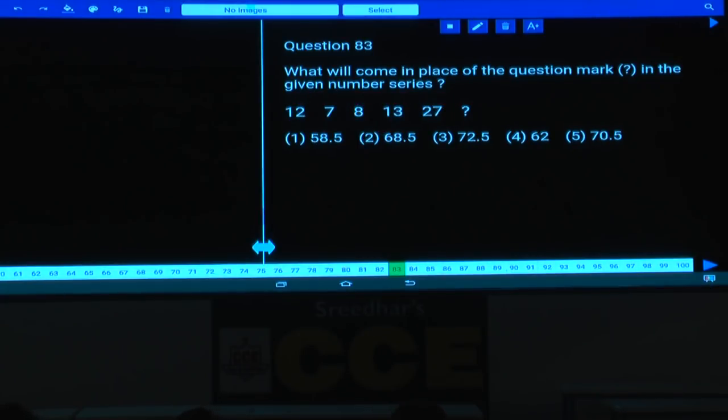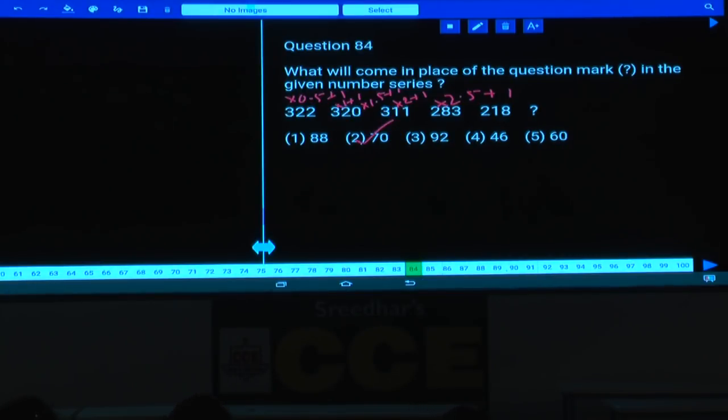Then question number 83. 12 and 7. How can you express this one? 12 into 0.5 is 6 plus 1 is 7. 7 into 1 plus 1. 13 into 1.5 is 12 plus 1. And 13 into 2, 26 plus 1. 27 into 2.5 plus 1. Now 27 into 2.5, 54 plus 13, 67.5 plus 1, 68.5, that is choice 2. Done with this? Into 0.5, into 1, into 1.5, into 2, into 2.5, plus 1 is added.